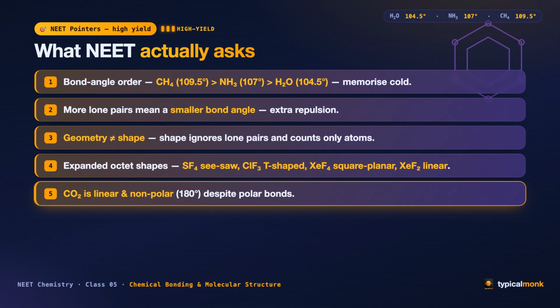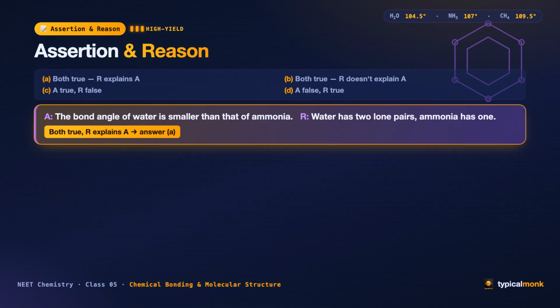5. Carbon dioxide is linear and non-polar at 180 degrees, even though each of its bonds is polar. The symmetry cancels the pulls. Remember that beautiful contradiction. Let us drill the neat way. Remember the 4 options. Option A, both statements true and the reason explains the assertion. Option B, both true but the reason does not explain the assertion. Option C, assertion true, reason false. Option D, assertion false, reason true.